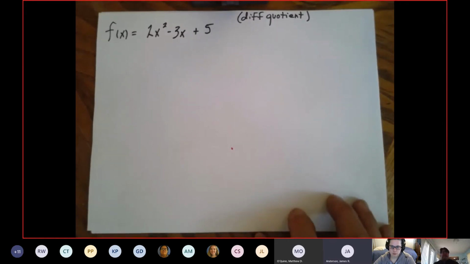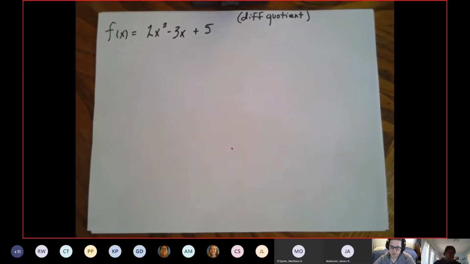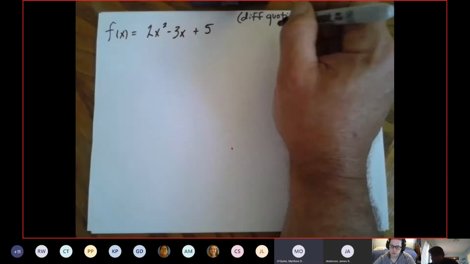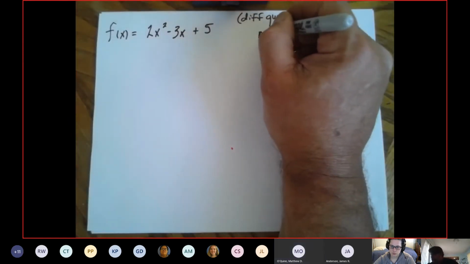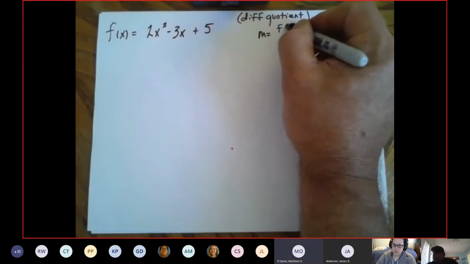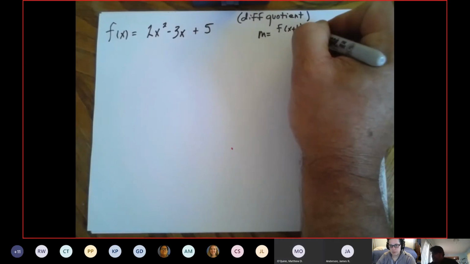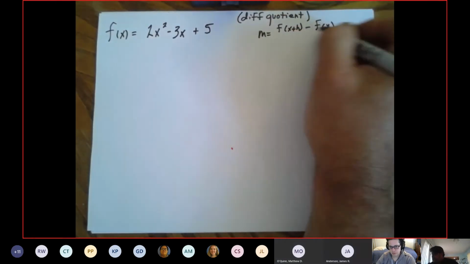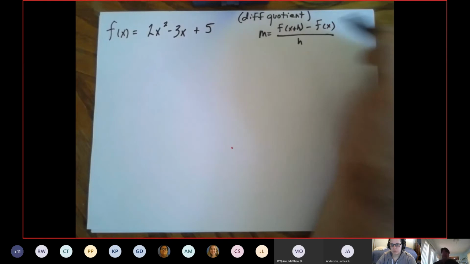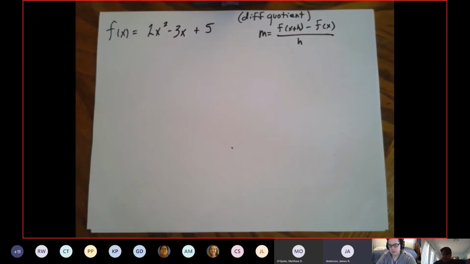Crank that through the difference quotient. And those of you that forgot the difference quotient overnight, m is equal to f of x plus h minus f of x over h. Now I've got 352, so I'll give you a couple of minutes to crank it out. 2x squared minus 3x plus 5.